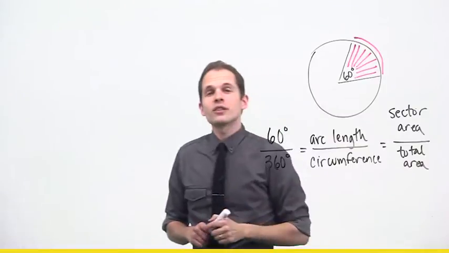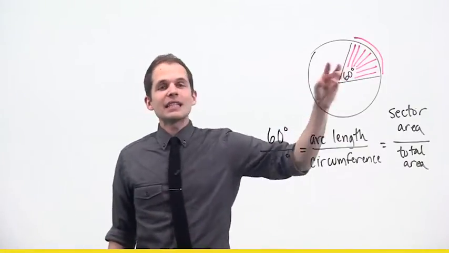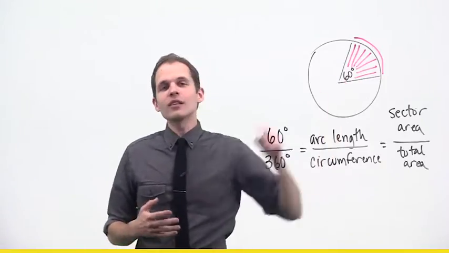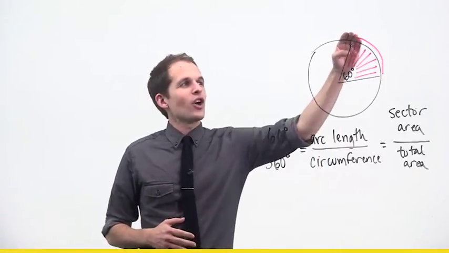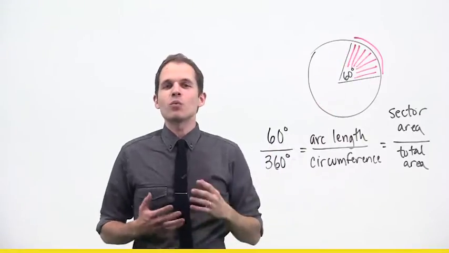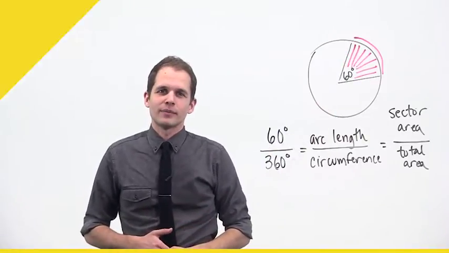So in the case of this circle, I've got 60 over 360, which reduces to 1/6. So this angle is 1/6 of the total angle, this arc length is 1/6 of the total circumference, and this sector area is 1/6 of the total area.